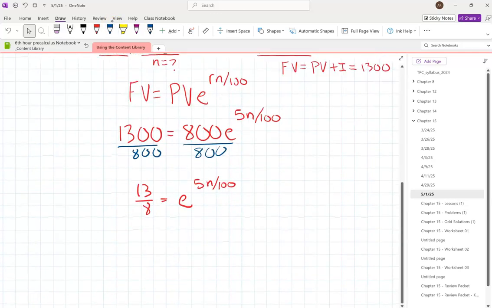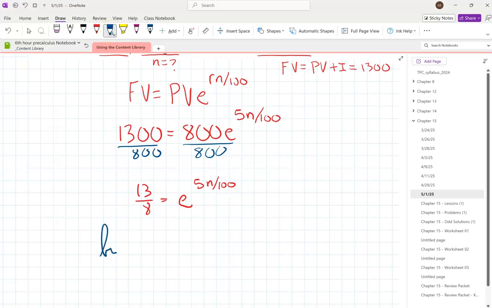Now, which logarithm base do I want to choose to use here if my exponential is e to the 5n over 100? Great. I want to use log base e so it matches the base of the exponential. Log base e has a special name, the natural log, and a special symbol, which is ln. So I'm going to do the natural log of both sides.